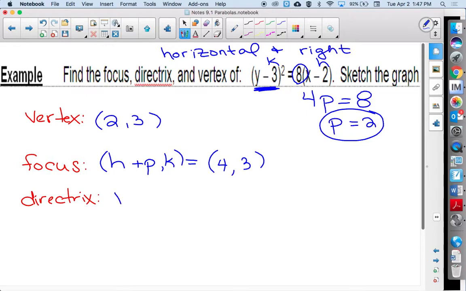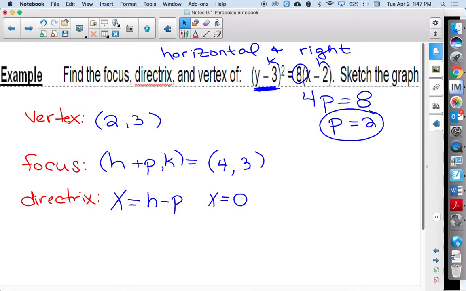The directrix is a line. It's a vertical line, x equals form, and instead of adding p, we subtract, because we go the other way, it's behind the parabola. So that's going to make the directrix x equals 0. Questions?